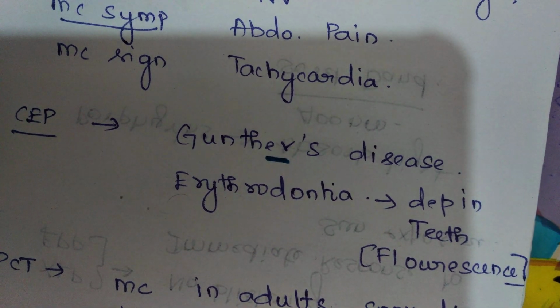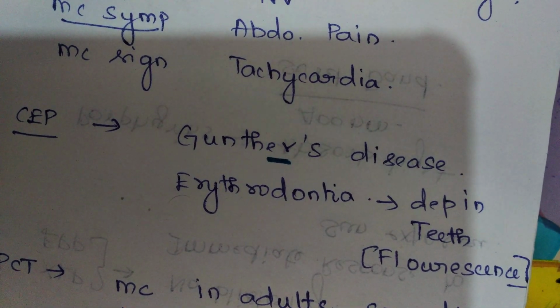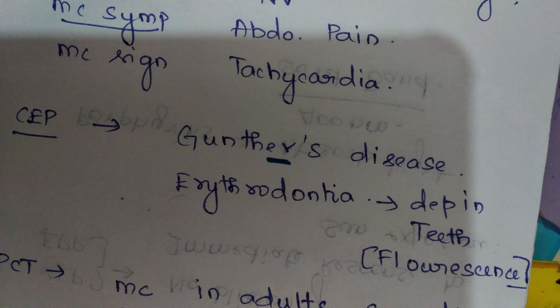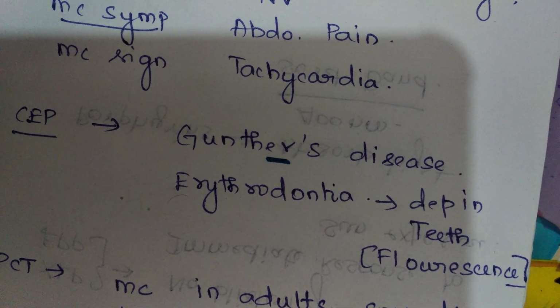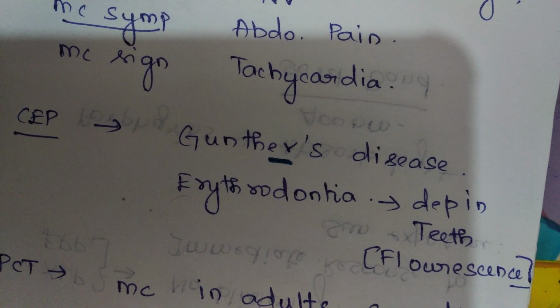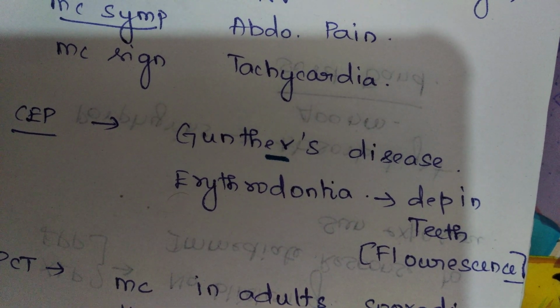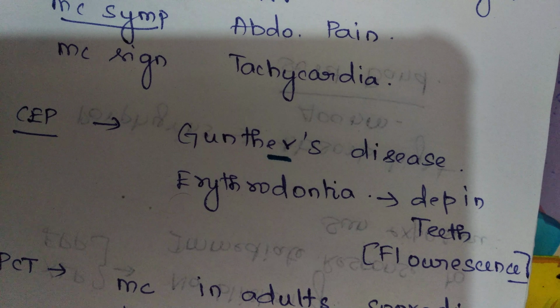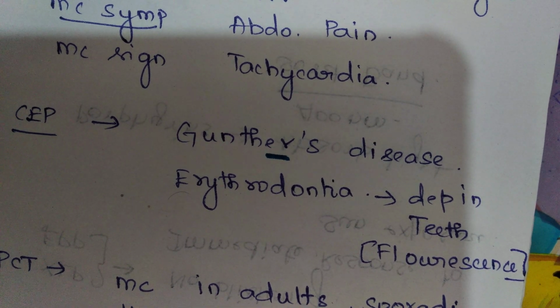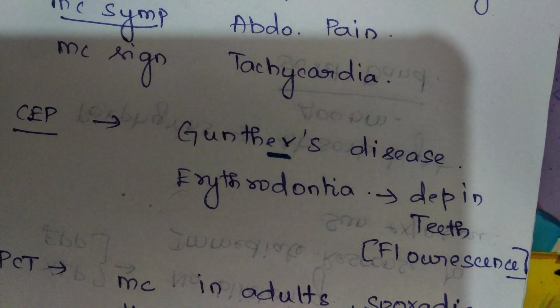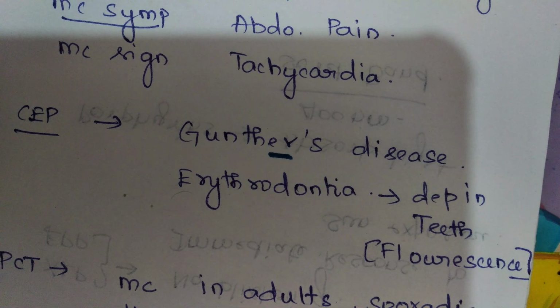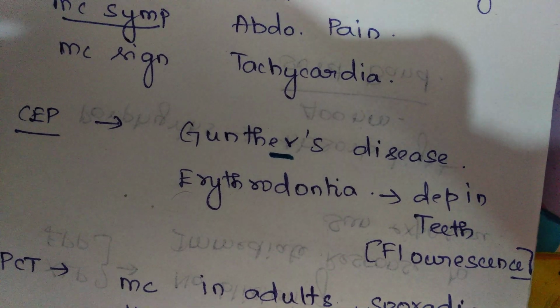Coming to congenital erythropoietic porphyria, this is also called Gunther's disease. Remember the last two words, ER, so take it for erythropoietic porphyria. Another unique feature in congenital erythropoietic porphyria is deposition of porphyrins in teeth, which produces fluorescence, and this feature is called erythrodontia.